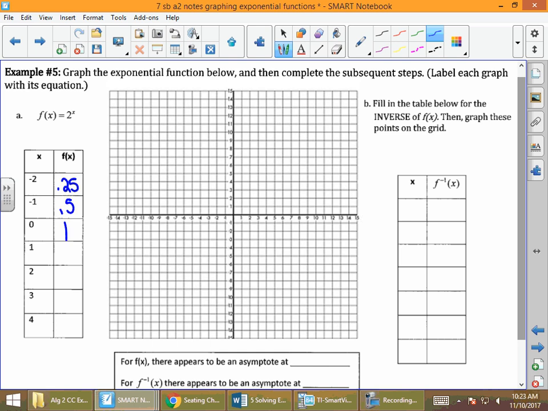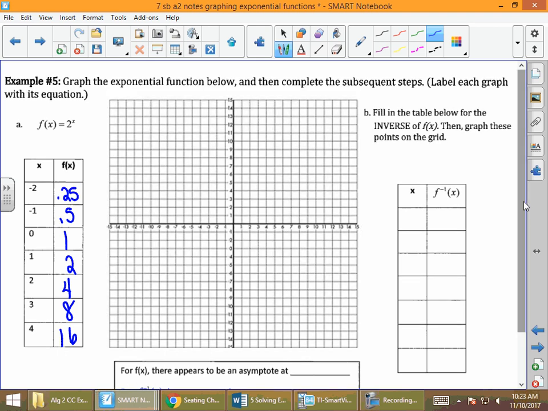And 2 to the 0 is 1. And 2 to the first is 2. And 2 squared is 4. And 2 cubed is 8. And 2 to the fourth is 16, which is going to go a little bit off our graph here, but let's do the best we can to graph those values. So negative 2 is 0.25. And negative 1 is 0.5. Then we have (0, 1), (1, 2), (2, 4), (3, 8), and (4, 16), which goes off our graph just a little bit.